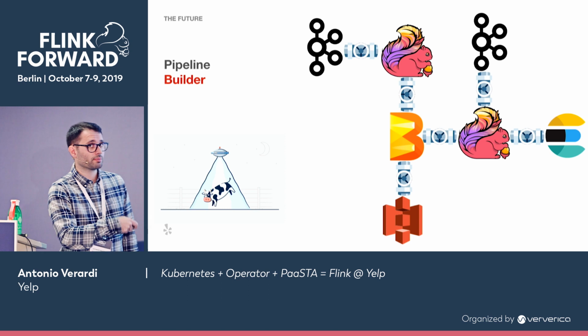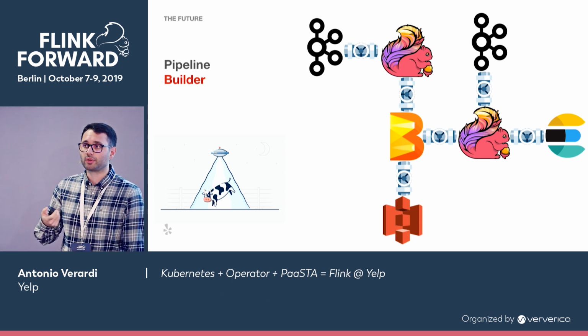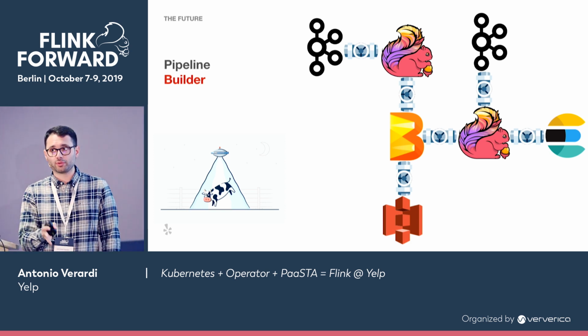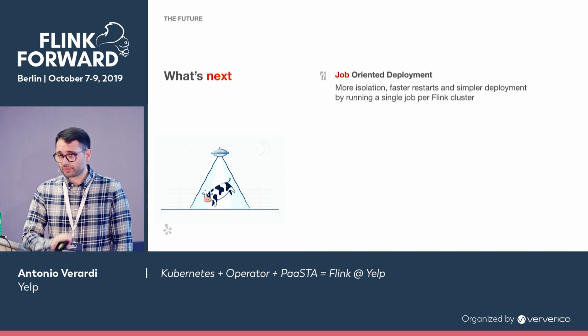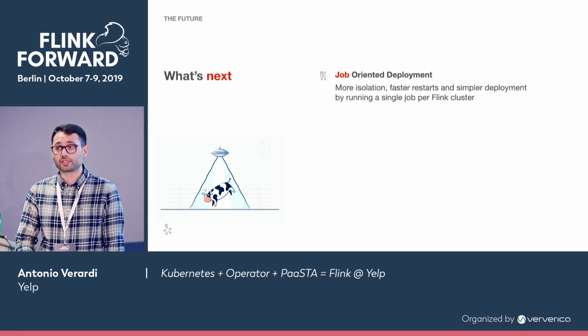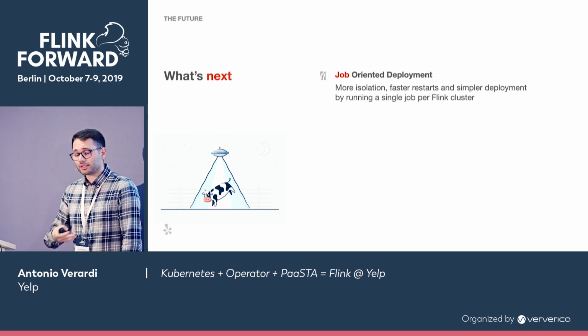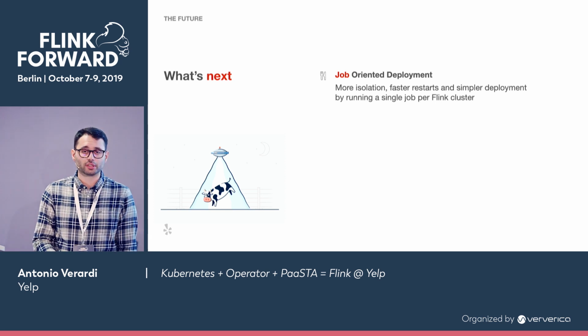This is not different from an actual pipeline that we run, and it would be fantastic if we could give the developers the possibility to just specify a very high-level view of the pipeline, and then we take care of the rest. We also have smaller improvements to the old platform. For example, we would like to try job-oriented deployments.